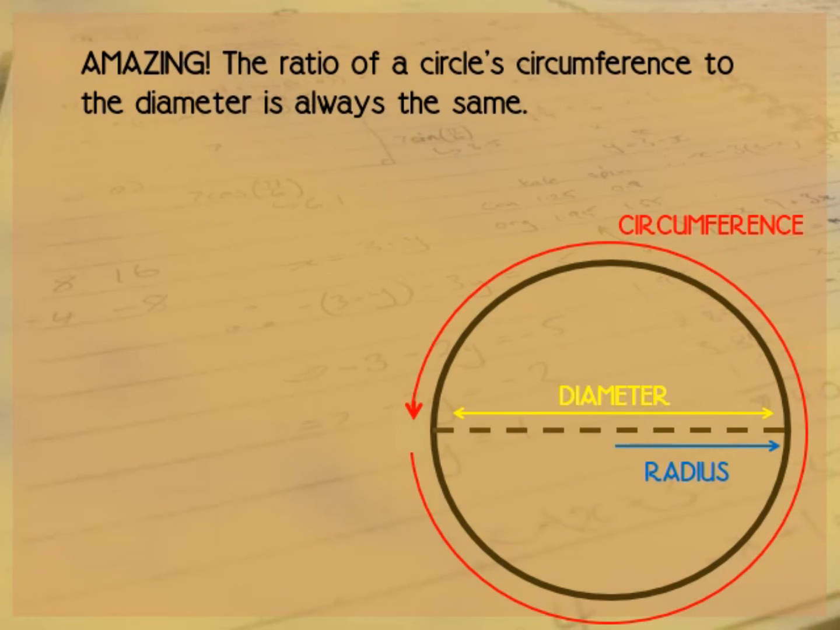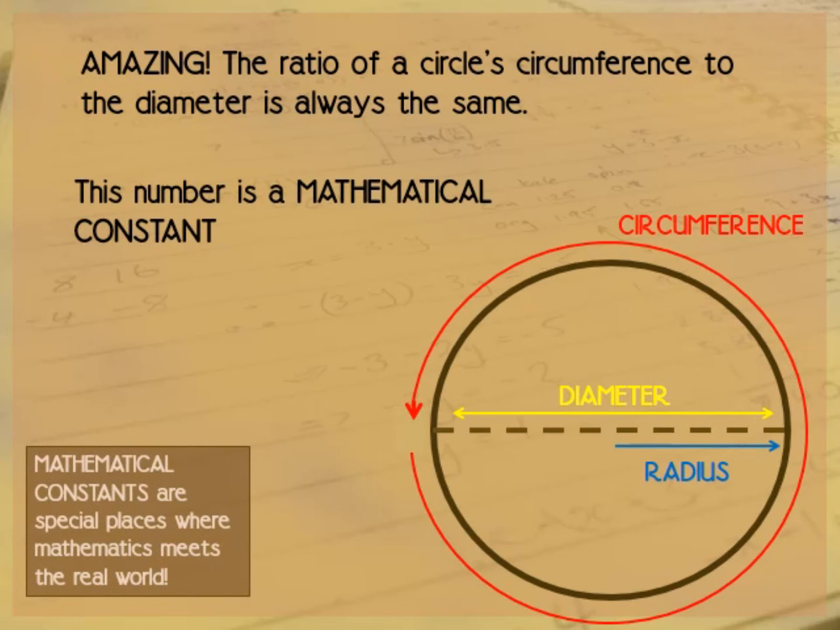Yes, amazing! If you've done that, you will find that the ratio of a circle's circumference to the diameter is always the same. If you take any circle at all and you divide the circumference by the diameter, you will always get the same number. And this number is a mathematical constant.